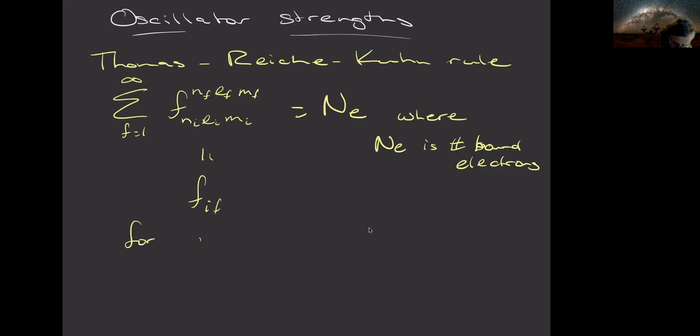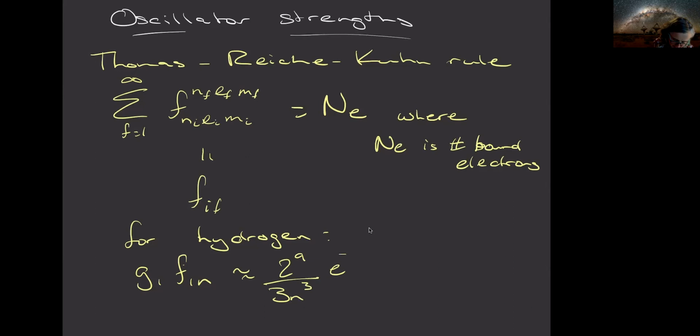And we can also write for hydrogen a simple relationship relating the statistical weight of the ground state times the oscillator strength of the transition from the level 1 to level n, whatever n may be, is on the order of 2 to the 9th power over 3n cubed, e to the minus 2 over e to 2, which is just because it's a simplification, and it comes out to being something like 3.11 over n cubed.